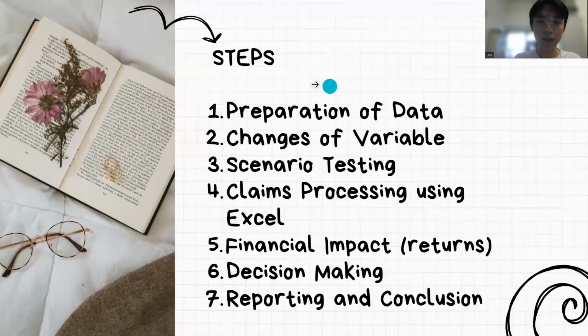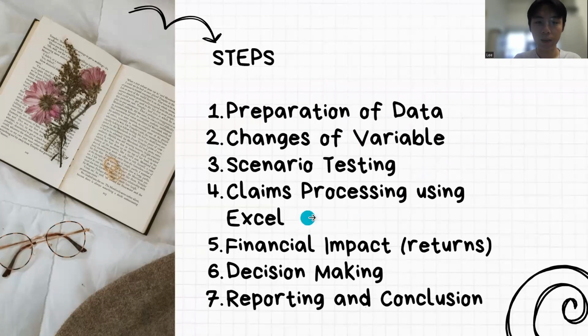So these are the steps. First one is the preparation of data. We have prepared the data of the life table of Japan with combined sex during year 2022. The second one is change of variable. Our variable is change of interest rate. We set it at three interest rates, which are 4%, 5%, and 6%. So we have our scenario testing on three different interest rates.